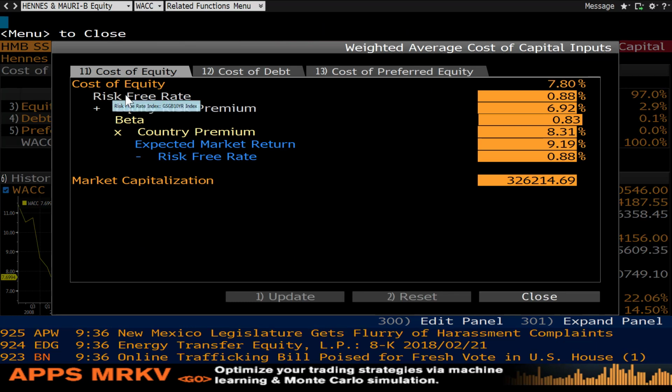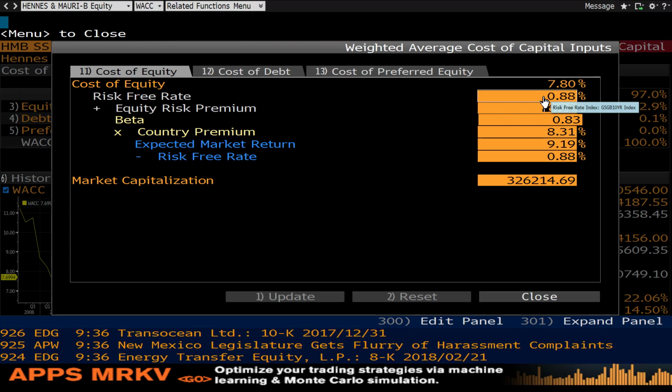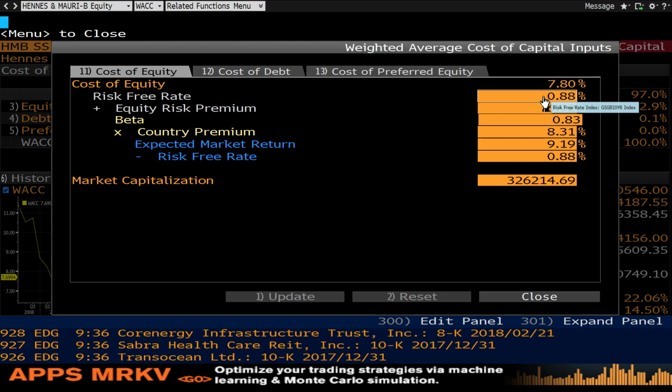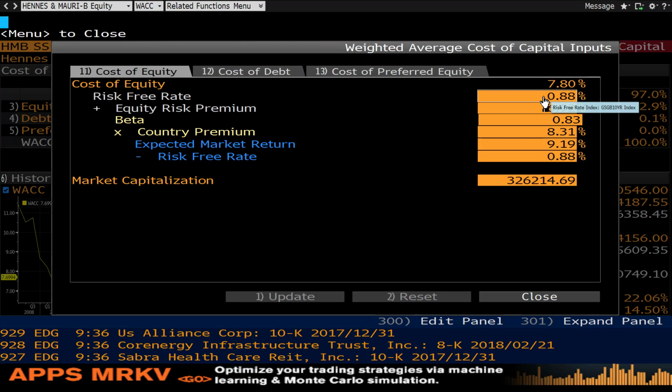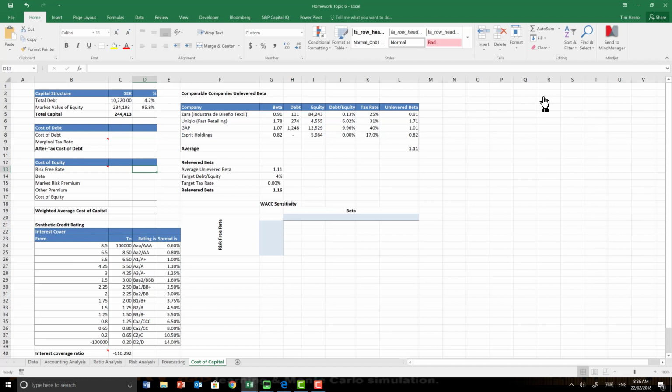So for H&M, if I see the risk-free rate here, and if I hover over at 0.88, I can actually see that it's based on a security called the GSGB 10-year index, and that's a Swedish 10-year government bond index. So in this case, I might say I'm going to use 0.88% as my risk-free rate. But again, technically speaking, this is not necessarily a good risk-free rate to use because historically it's super low.